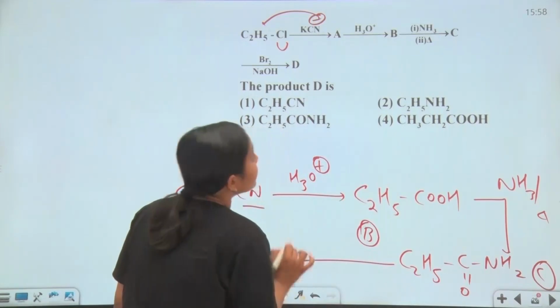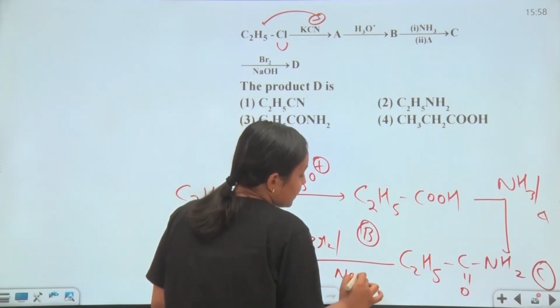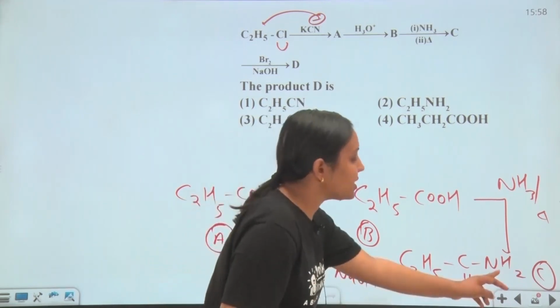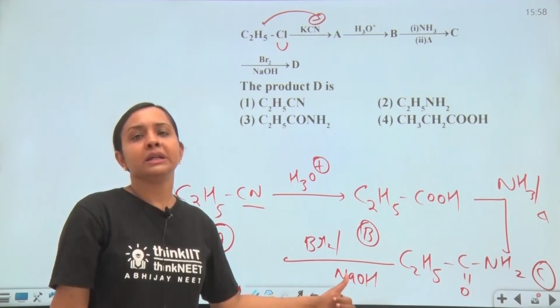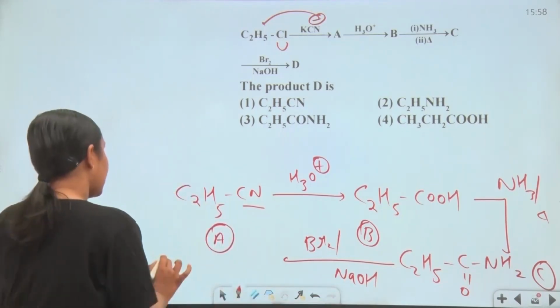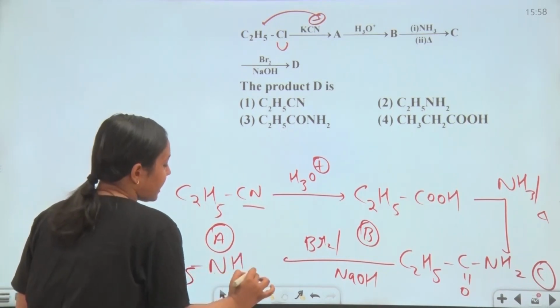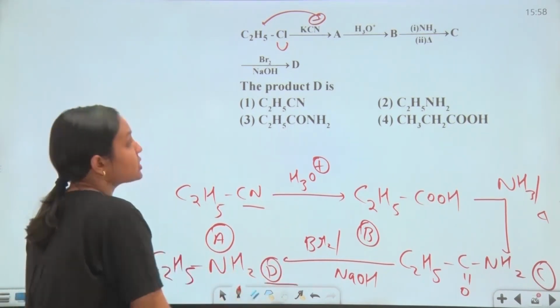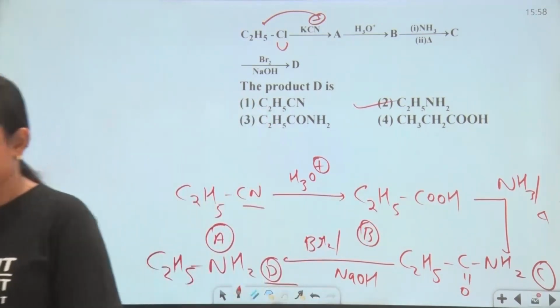Now this C will further react with Br2 in the presence of a base. So basically what happened, we have an amide group and this amide group is treated with the halogen in the presence of a base. So the Hoffmann bromamide degradation reaction will proceed and our final product will be, this amide group will convert into the primary amine. This is our major product D of this reaction sequence. Option 2 is the correct answer. Thank you.